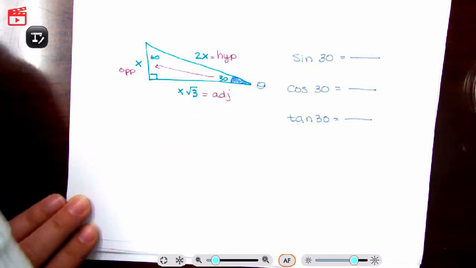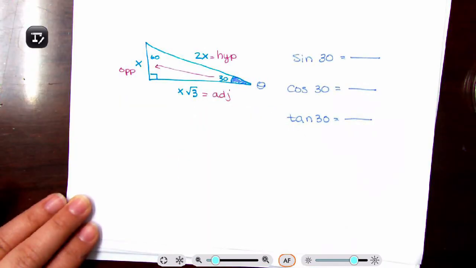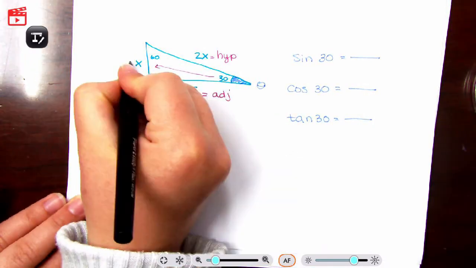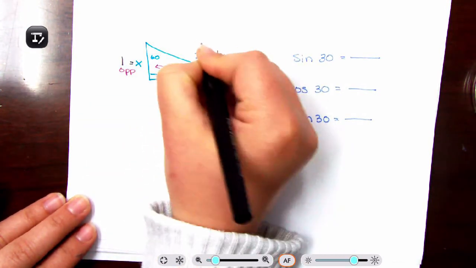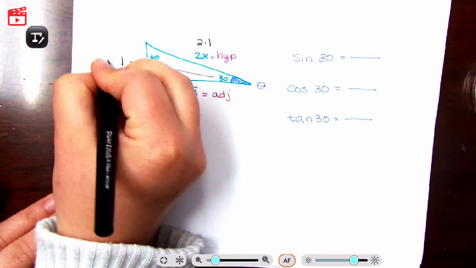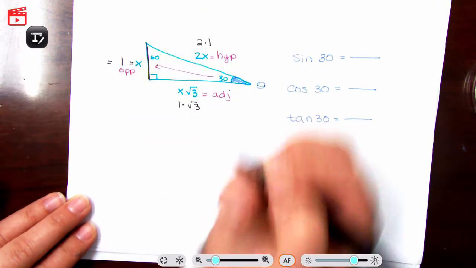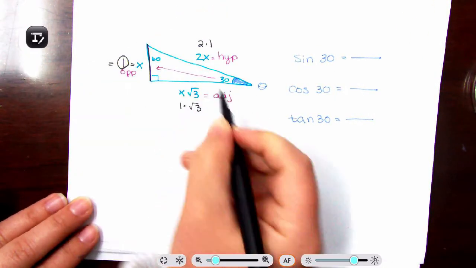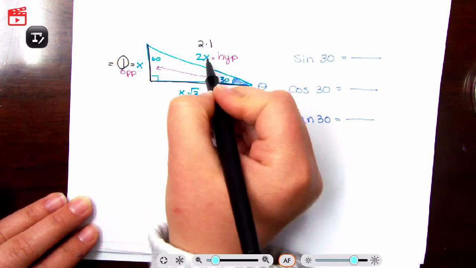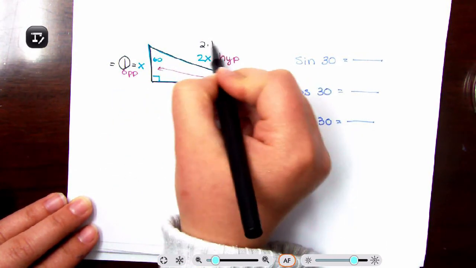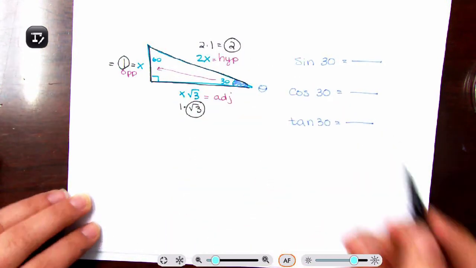Now, just like we did in the previous example, we're going to make x equal 1. So if this is 1 times root 3, and this is 2 times 1. So that means this side is 1. That means the long leg is simply root 3, and that means that the hypotenuse is 2.